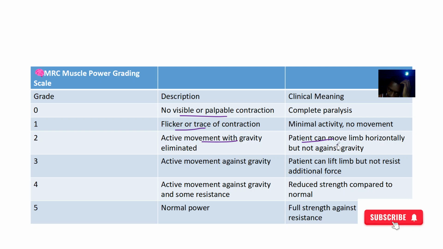How about 3? The person can move even against gravity. So the patient can lift their limb, but cannot resist additional force. If you leave them to themselves, they can lift it. But if you try to put another force on them, they cannot counter that force. You understand? Then if you see that grading is 4, there's active movement against gravity, and when you put small resistance, they are able to resist it, just a little. Okay, so there's reduced strength compared to what is normal.